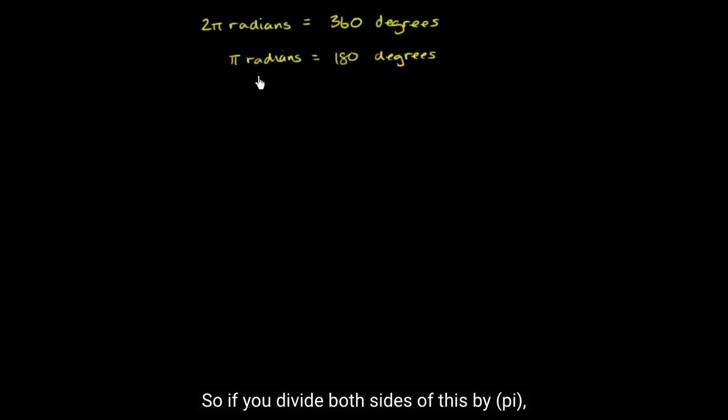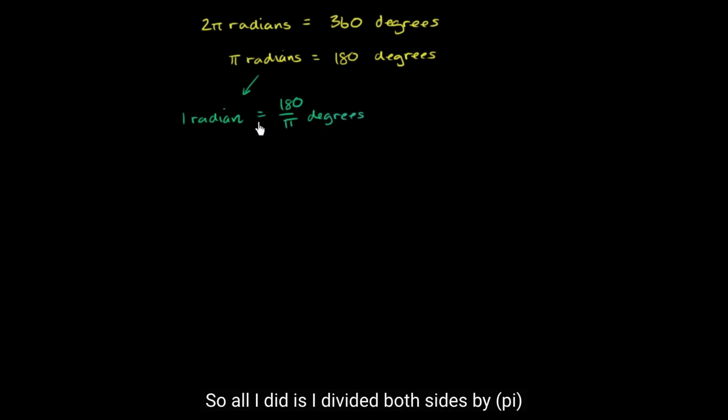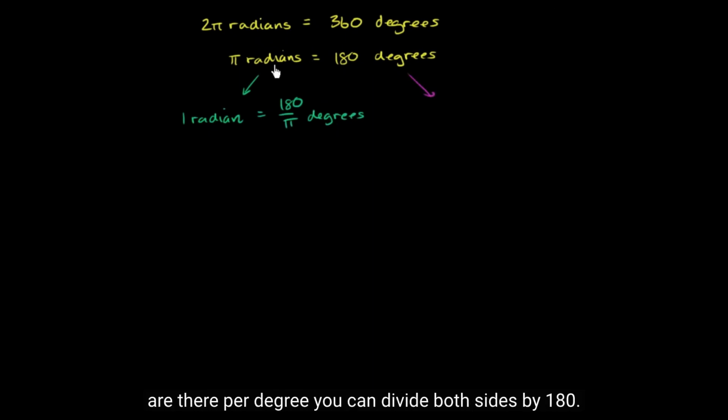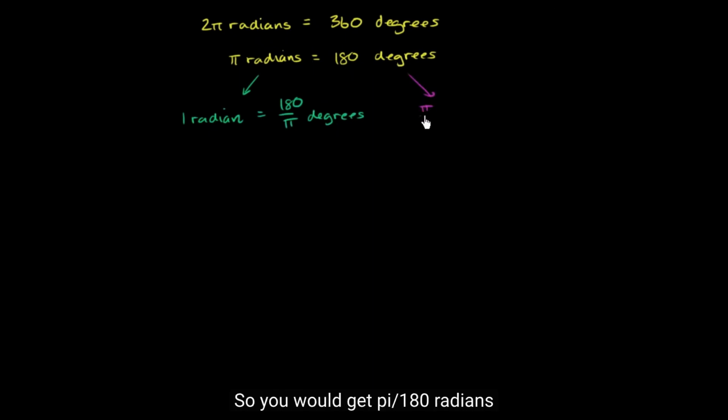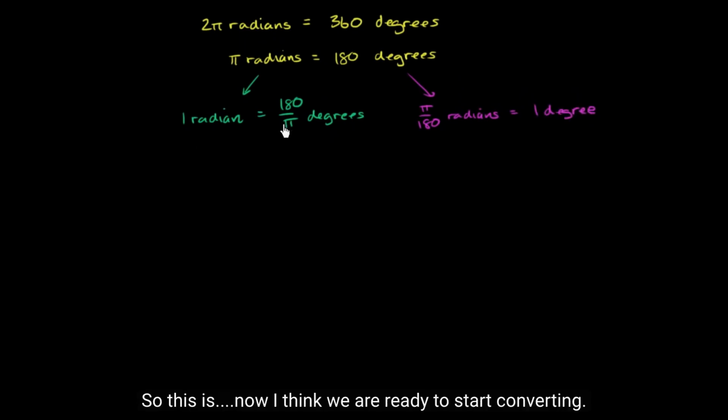If you divide both sides by pi, you get 1 radian is equal to 180 over pi degrees. All I did is divide both sides by pi. And if you wanted to figure out how many radians there are per degree, you could divide both sides by 180. So you'd get pi over 180 radians is equal to 1 degree. Now I think we are ready to start converting.